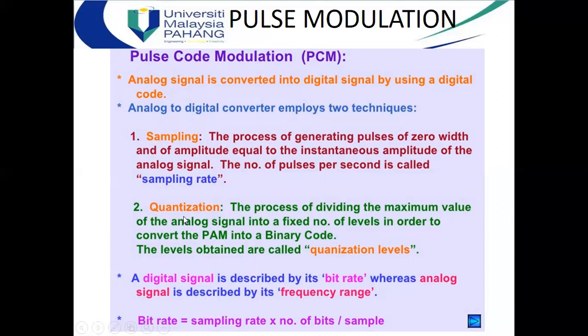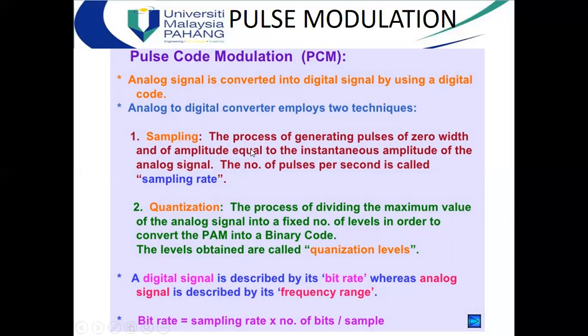Stage two is quantization, which means distributing this value in terms of discrete labels with the integer, and then converting this label in terms of binary bits. This is what we say is encoding. So there are three steps: sampling, quantization, and encoding.